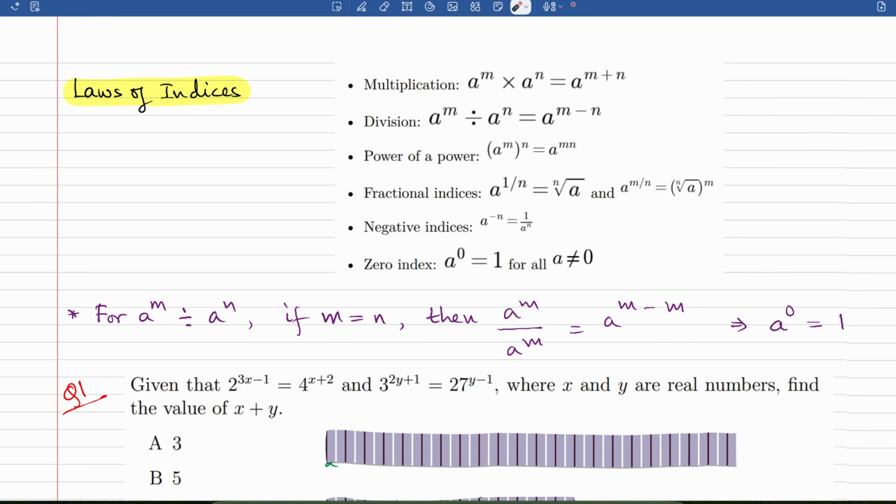So multiplication law, division, power of a power, fractional indices, negative indices, and the zero index. Now this zero index law, which says a to the power 0 is equal to 1, has a very simple proof. A to the power m divided by a to the power n, which is the division rule. Consider m is equal to n.